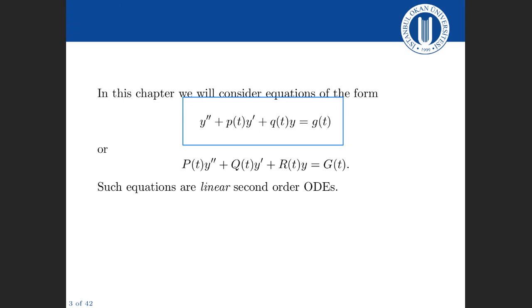Or we could write this in a different way. Some function capital P times y double prime, plus some function capital Q times y prime, plus some function capital R multiplied by y is equal to some function capital G. These equations are linear and they are second order.